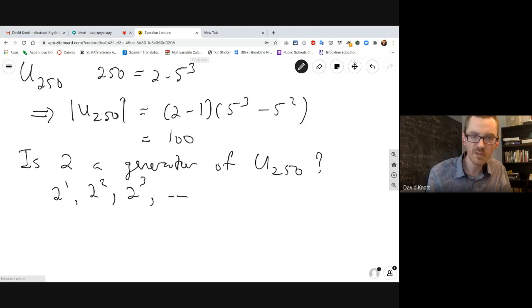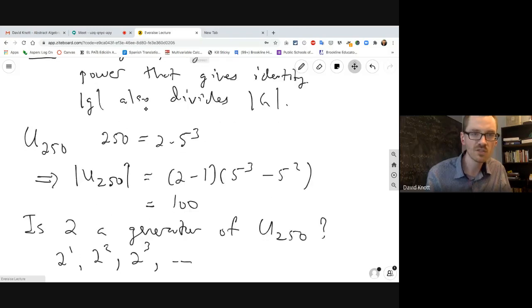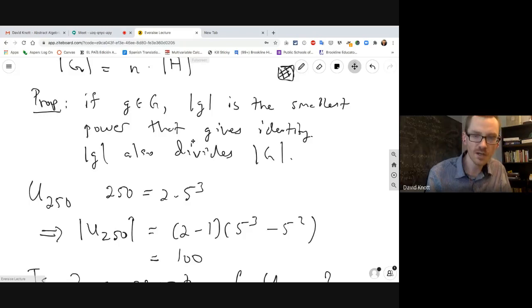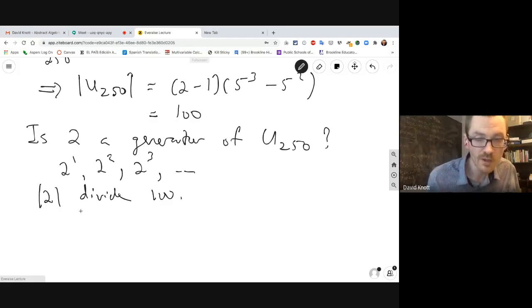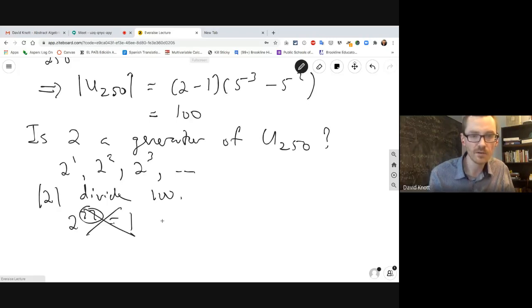Okay. Now, there's 100 elements in this group, which means theoretically, you would have to check 100 different powers of 2. You'd have to check 2 to the first, 2 to the second, 2 to the third, and so on, all the way up to 100. That's a lot of things to check, right? But then remember what the proposition I mentioned just a moment ago said. The order of an element divides the order of the group, okay? Which means that since this group has 100 elements, the order of 2 must divide 100. So its order could be 2, or 5, or 10, or 50, but it couldn't be 77, right? It cannot be that 2 to the 77 is equal to 1, because that would be saying the order of 2 is 77, but 77 doesn't divide 100. So that can't happen.